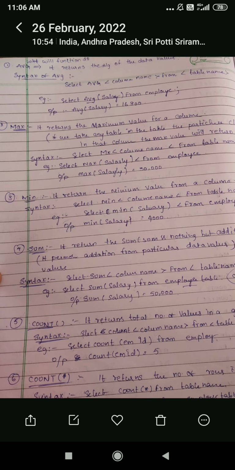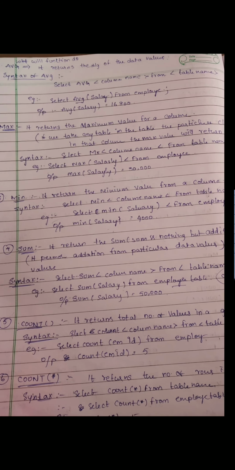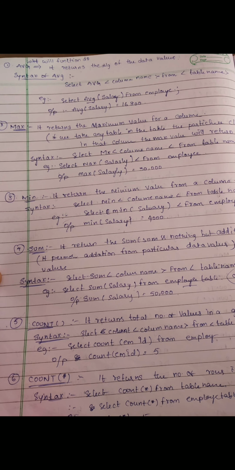Then we have the 5 types of aggregate functions: average, minimum, max, sum, and count star. Let us work on the aggregate functions and see how we can apply them.